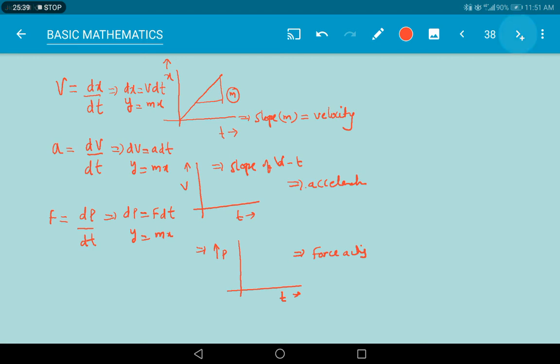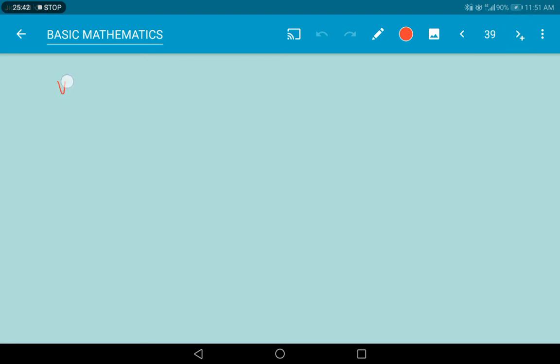Sir, where can we use the integration? If we take the same functions, v equals dx by dt, then we can write dx is equal to v into dt. If we take the integration on both sides, x equals integral of v dt, and therefore the integration of dx is x. Here they are going to give the velocity as a function of time, t square plus t minus 4. If the velocity is given as a function of time, what is the meaning of that? The object is moving with varying velocity.